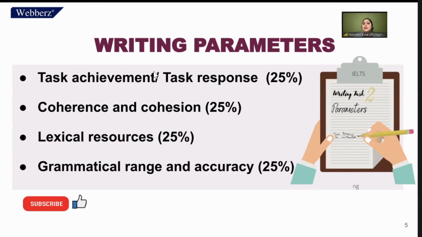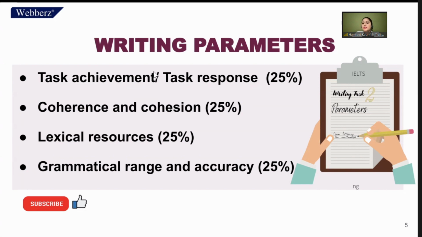And next is task response. Task response is basically checked in task 2, that is, an essay. In the essay, they are going to see the relevancy of the ideas, your idea linkage, and your handwriting if you're taking the pen and paper based IELTS. Plus, they are going to check your word count as well. So it has to be under the word limit, right? So this is about task achievement and task response.